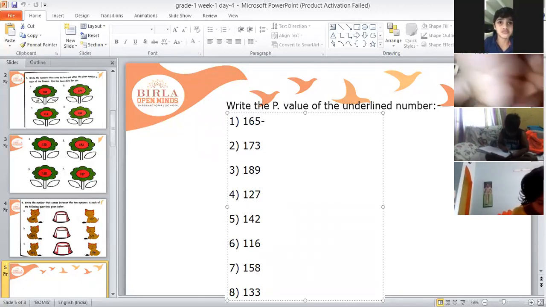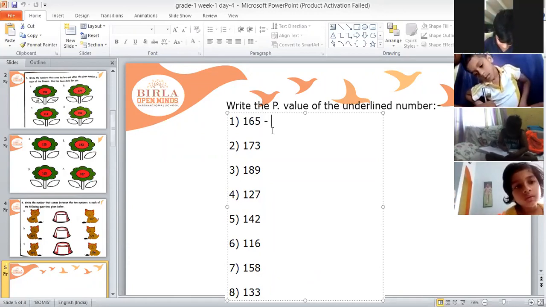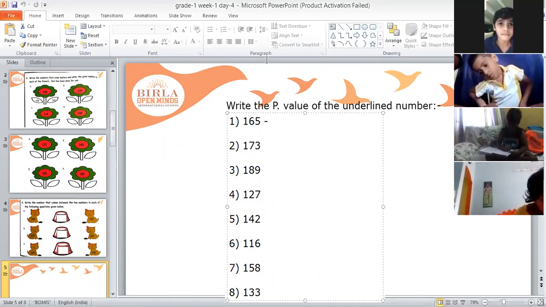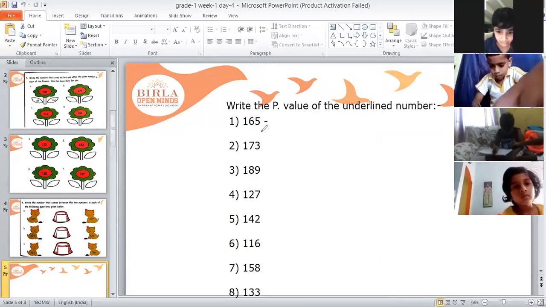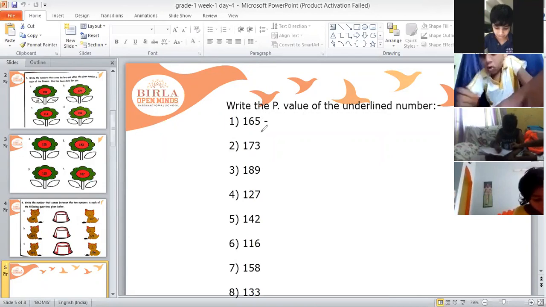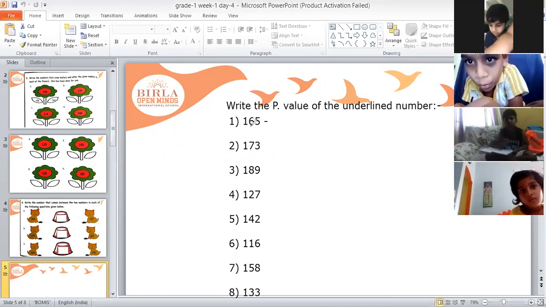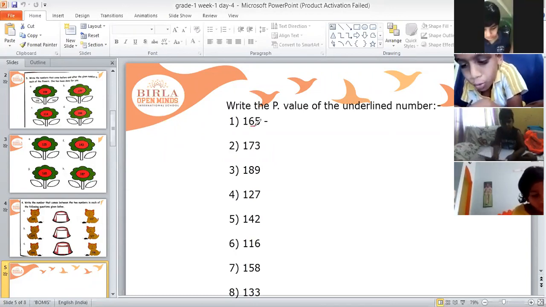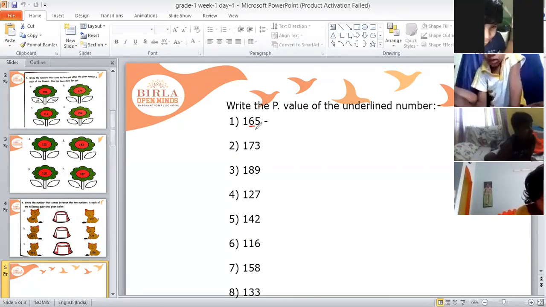Okay. So now I will underline the number here. And you have to write the place value of the underlined number. Okay. In the first bit, children, underline number 6. I am underlining this number. Children, see here. I have underlined number 6 here. In the first bit, children, underline number 6.